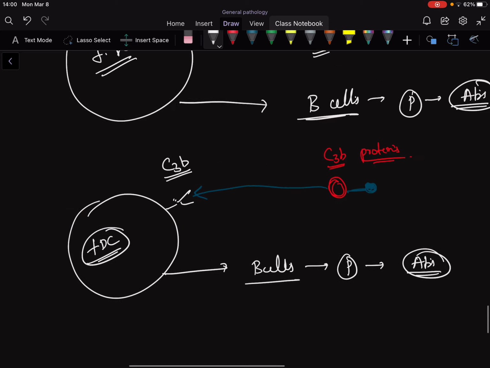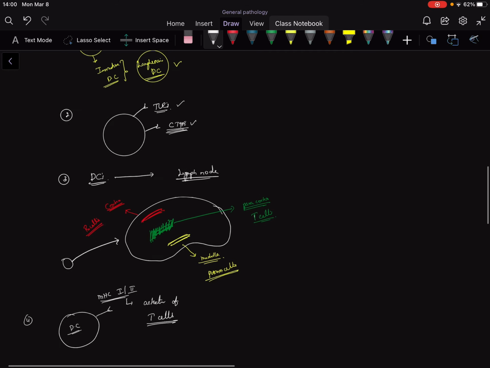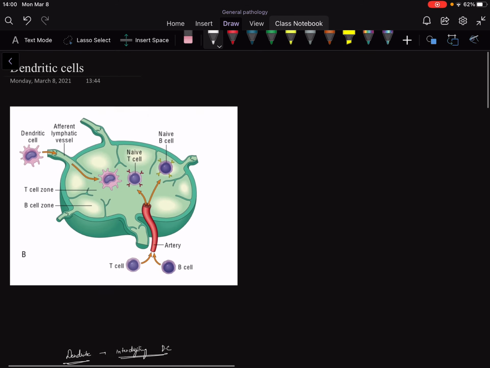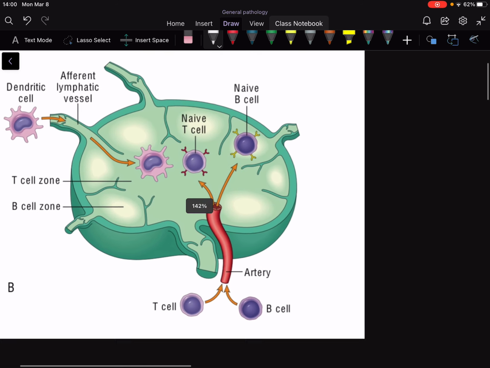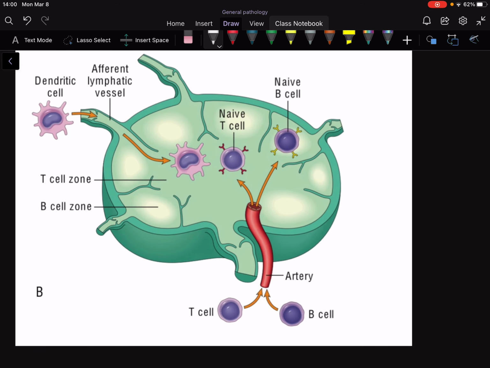So that was about the dendritic cell. Here, as you can see, this is the dendritic cell, and it will travel to the lymph node here. The outer part is called the cortex, the inner part is called the medulla, and the part in between is called the paracortex. Outside you will find B cells, here you will find T cells, and in the medulla you find plasma cells.